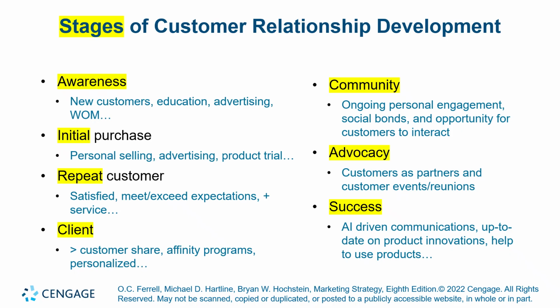The sixth stage, you become each other's advocacy. Okay, customers as partners, and you have customer events, reunions, things like that. You advocate each other. The seventh stage, success. AI-driven communications. You use that to keep up to date on product innovations, and help them use products and enjoy the benefit. Okay? There are 7 stages of customer relationship development.